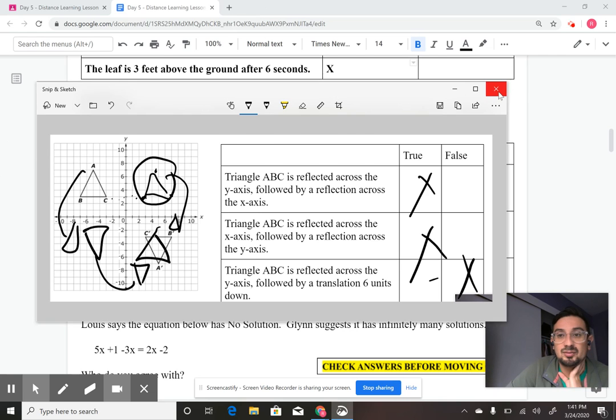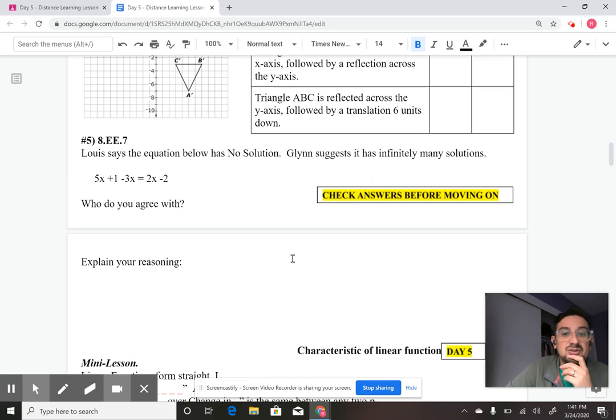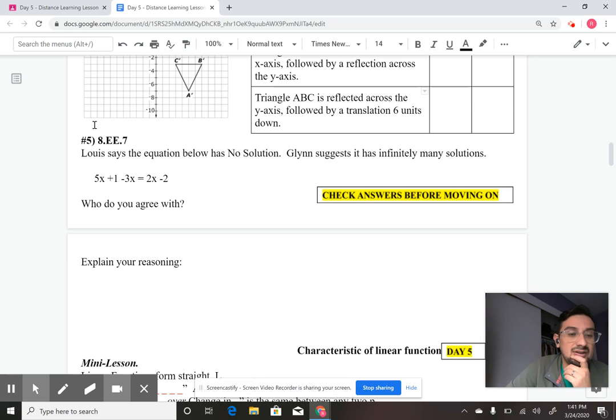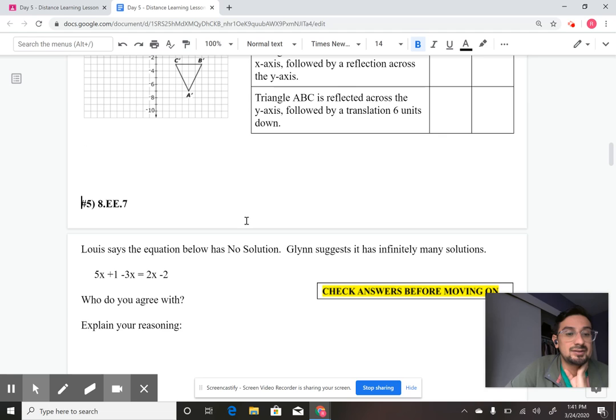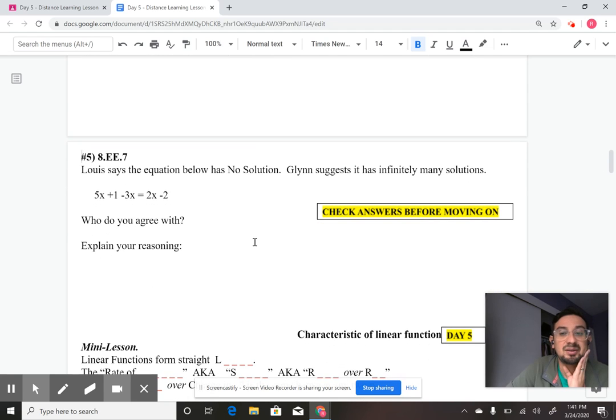Okay, so one more question. Lewis says the equation below has no solution. Let's bring this down a little bit so we have more space. You can always make a new page if you need to add space to work on. So Lewis says the equation below has no solution. Glenn suggests there are infinitely many solutions. Who do you agree with?